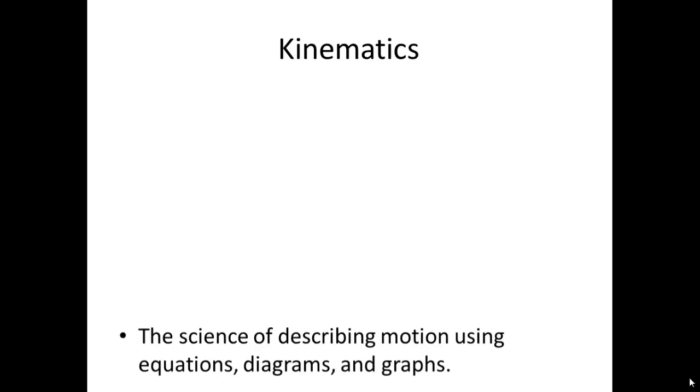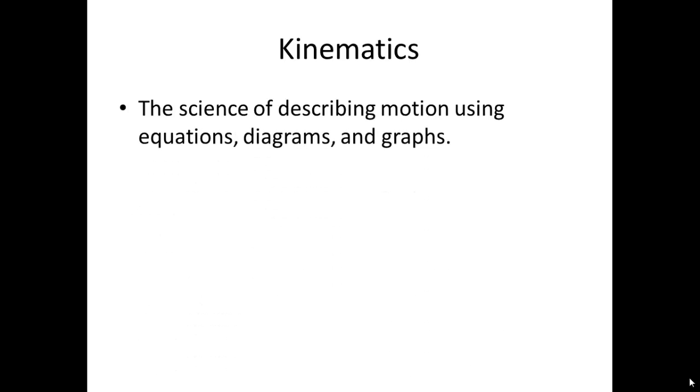Last week, we learned several equations that will take us through our study of kinematics. When we started our study of kinematics, we started by looking at graphs, and what we're going to do today is take those equations that we got from our graphs last week and learn how to use them. So kinematics is known as the science of describing motion using equations, diagrams, and graphs. We've already done quite a bit with the diagrams and the graphs, and now we're headed towards the equations.